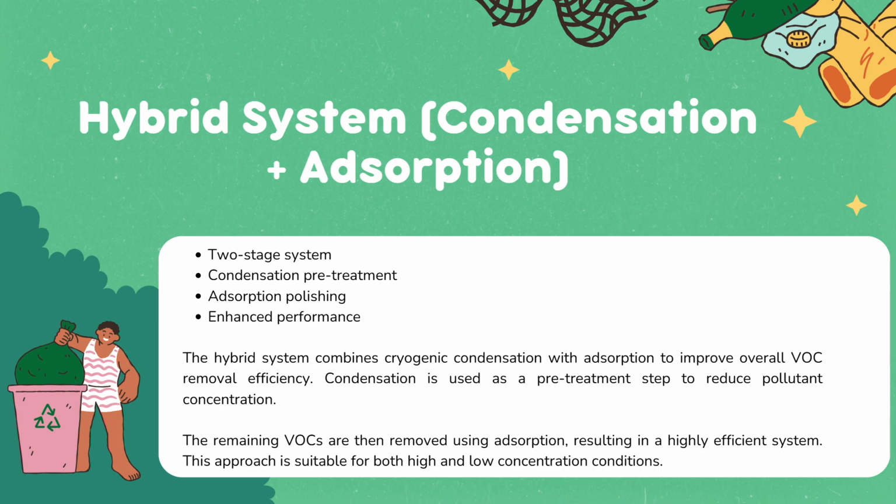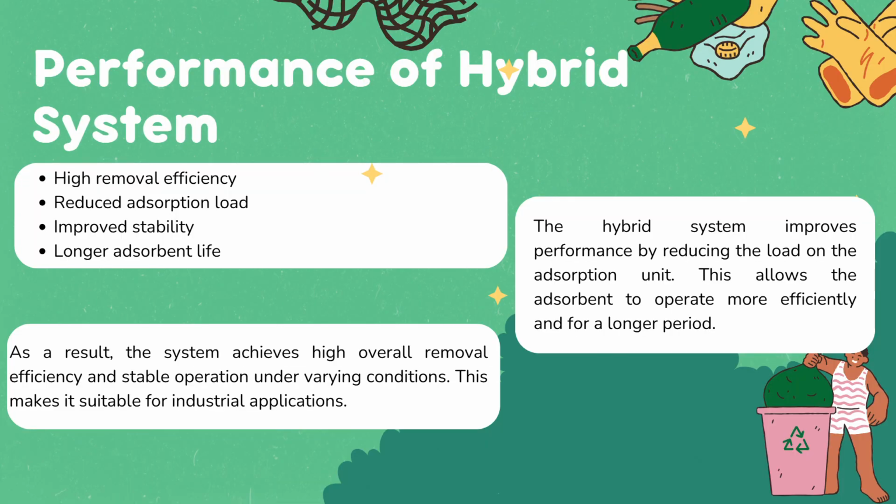So we jump into the hybrid system of condensation with absorption. The hybrid system combines cryogenic condensation with absorption to improve the overall VOC removal efficiency. Condensation is used as a pre-treatment step to reduce pollutant concentration. The remaining VOC is then removed using absorption, resulting in a highly efficient system. This approach is suitable for both high and low concentration conditions.